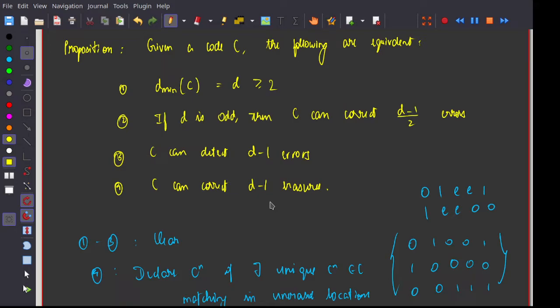So for these three problems, one is error detection, one is error correction, and the other is erasure correction, all we have to do is look for codes with large minimum distance. If we can construct codes with large minimum distance, then we can solve these three problems, codes for these three kinds of scenarios, right? So now, all of this is fine.